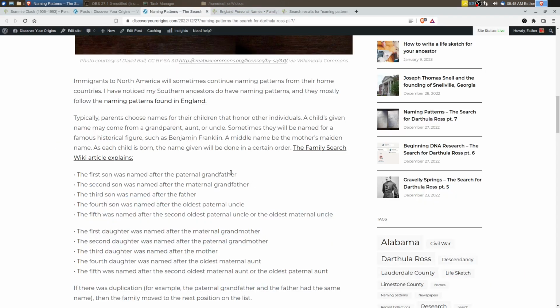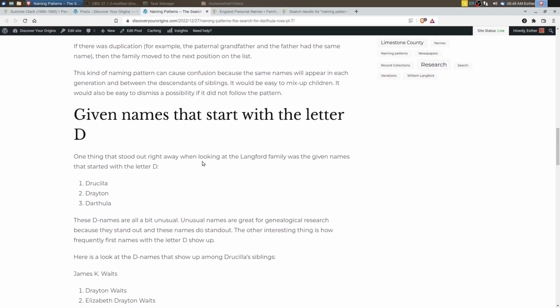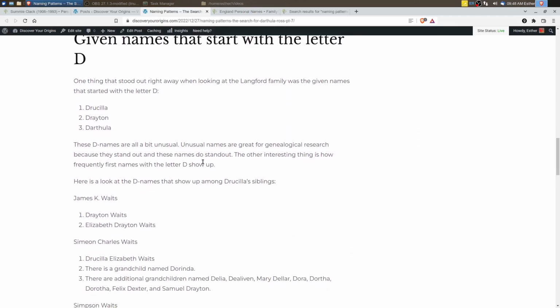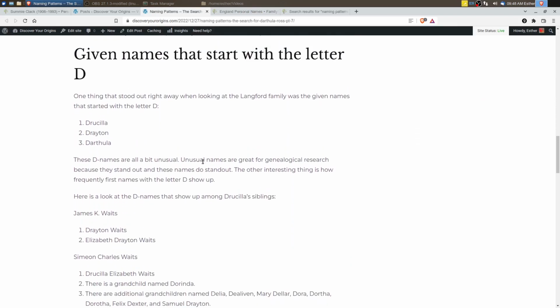So going back to Darthula, I looked at the Langford family, and there seems to be a custom or pattern to use names that start with the letter D. So just in the William Langford family, we have three. We have Drusilla, who's the wife, Drayton, who's a son, and Darthula, who's a daughter. And it just seems to stand out that there are unusual D names.